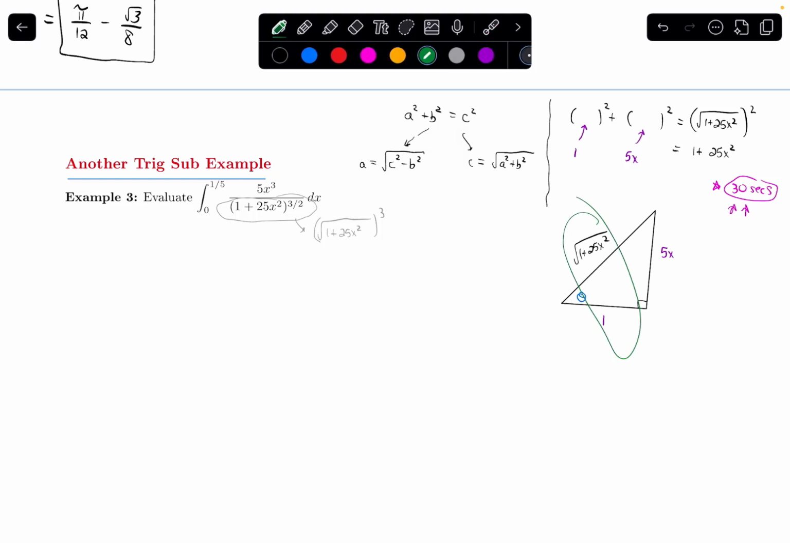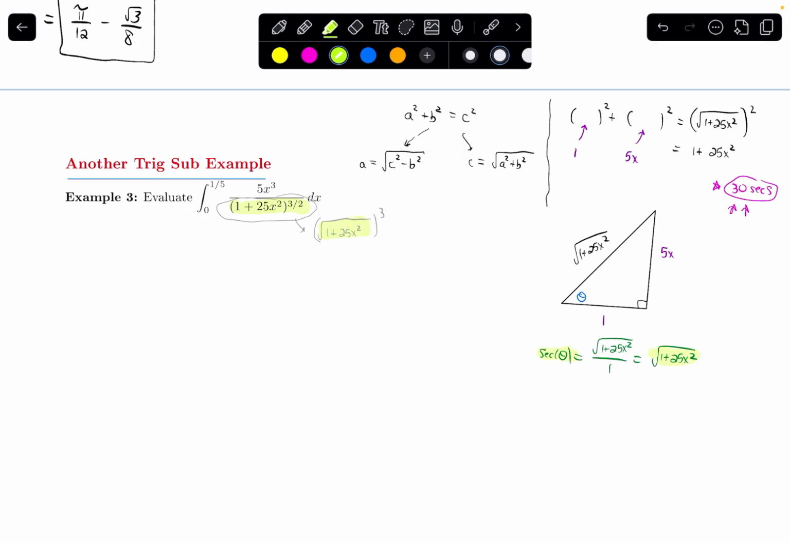I can either do cosine or I can do secant. Maybe let me do secant just so that this square root term ends up on the numerator. So secant is that hypotenuse, square root of 1 plus 25x squared, over 1 over the adjacent, which is just 1. Okay, I'm going to highlight this, because for this denominator portion, we are going to be able to plug in this secant term.